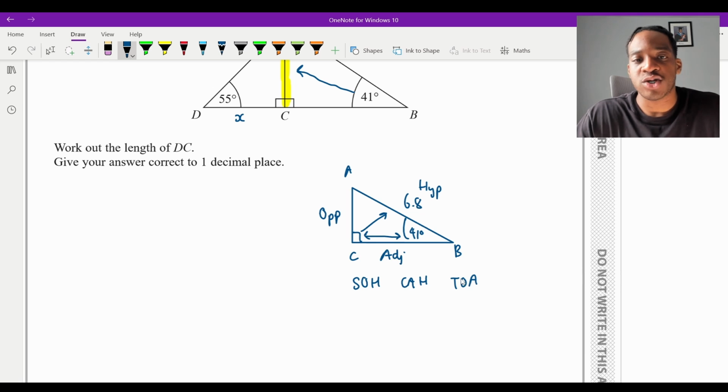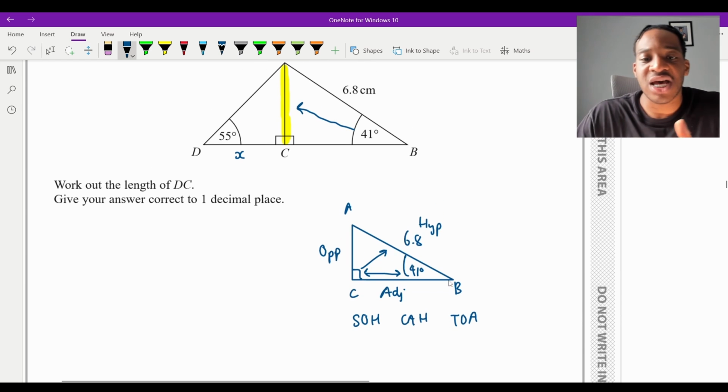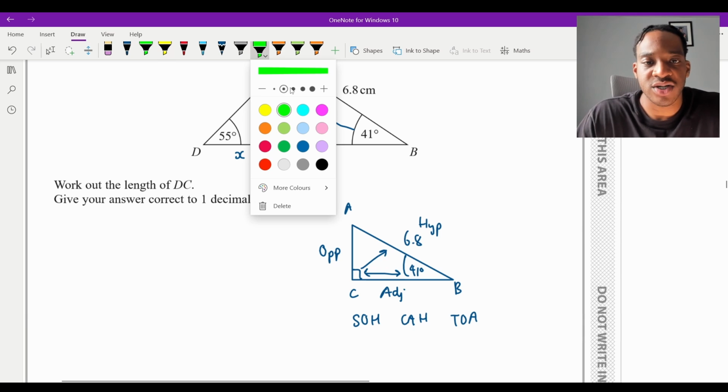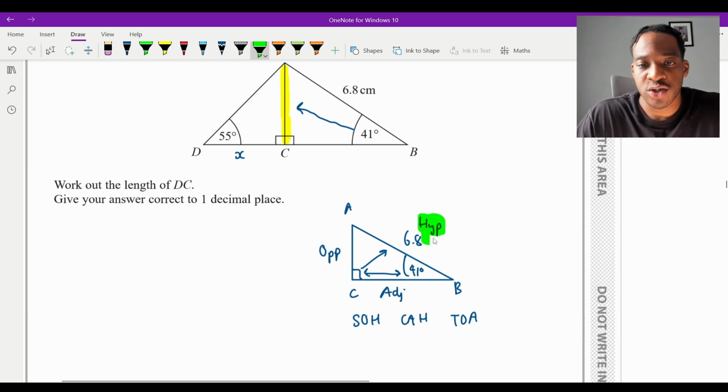And now I'll ask myself two questions. I'm looking for a side. Which side have they given me? I can see that they've given me, let me do it in green actually, the hypotenuse, which is 6.8. So I'm going to highlight this H here, and I'm going to highlight this H here. This tells me that straight away it can't be TOA.